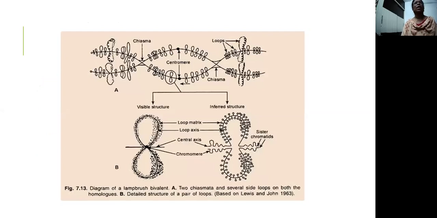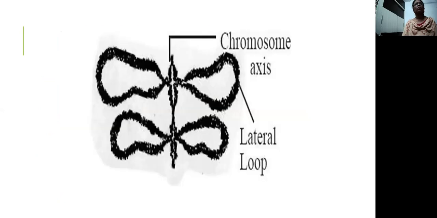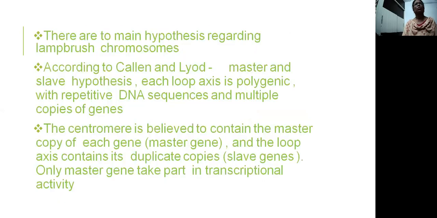So there is the chiasma, which binds the bivalent chromosomes at the X-shaped chiasma, and there is a central main axis from which the lateral loops are arising. The central axis, lateral loops. There are two main hypotheses regarding Lampbrush chromosomes.